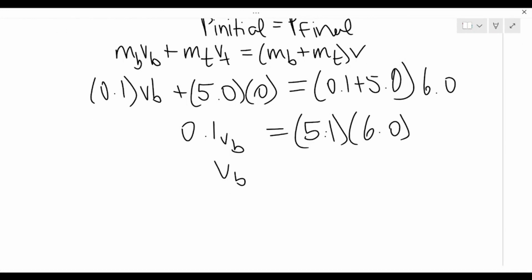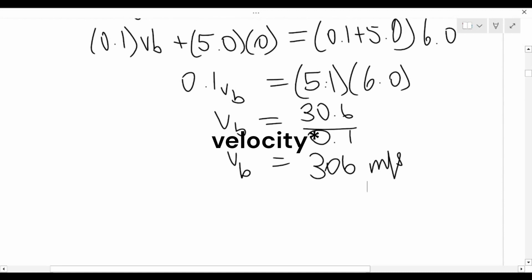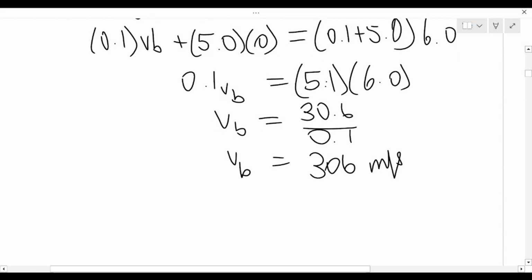The velocity of the bullet is equal to 30.6 over 0.1, which gives us a value of 306, and the unit of velocity is meters per second. Since momentum is a vector, it would be useful to put that velocity is in the direction of the target, so moving towards it.